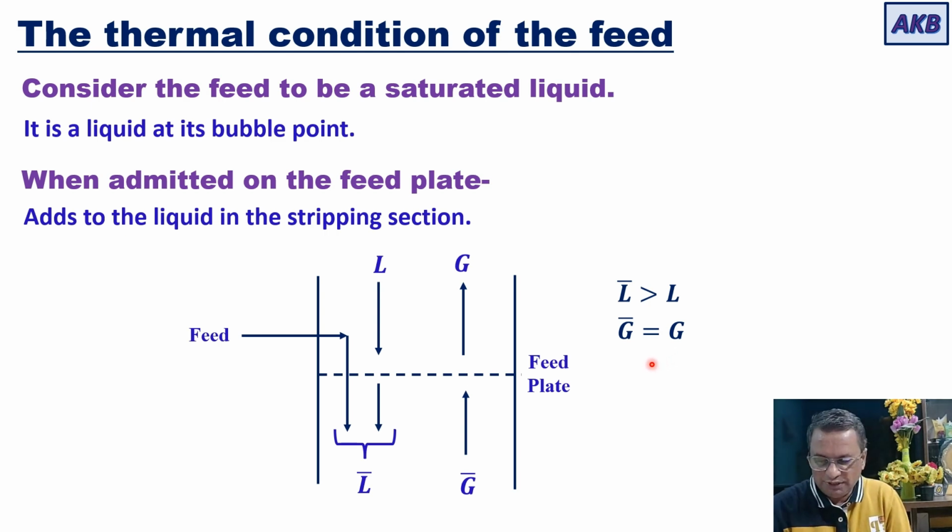So that means when you have saturated liquid as the feed, then you have these relationships between L bar and L and G bar and G. L bar is the molar liquid flow rate in the stripping section. L is the molar liquid flow rate in the rectifying section. Similarly, G bar is the molar vapor flow rate in the stripping section, and G is the molar vapor flow rate in the rectifying section.